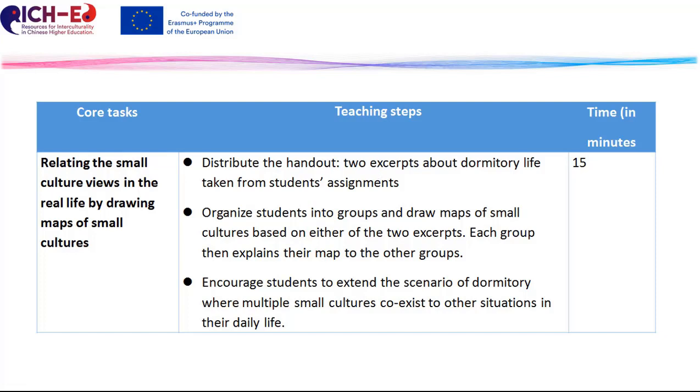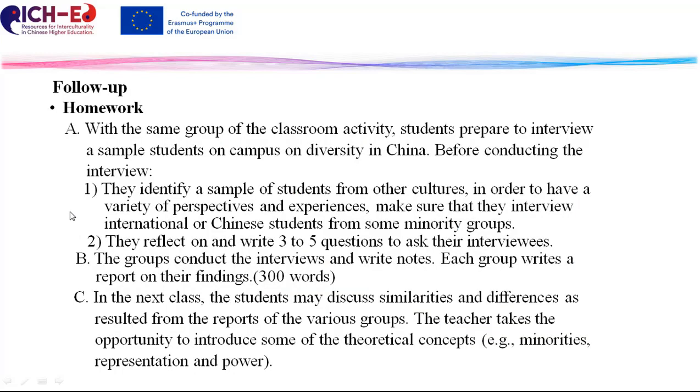Then, the teacher will organize students into groups and draw maps of small cultures based on either of the two excerpts. Each group then explains their map to the other groups. Then encourage students to extend a scenario of dormitory where multiple small cultures coexist to other situations in their daily life. So in this step, students mainly relate the small cultural views in real life by drawing maps of small cultures.